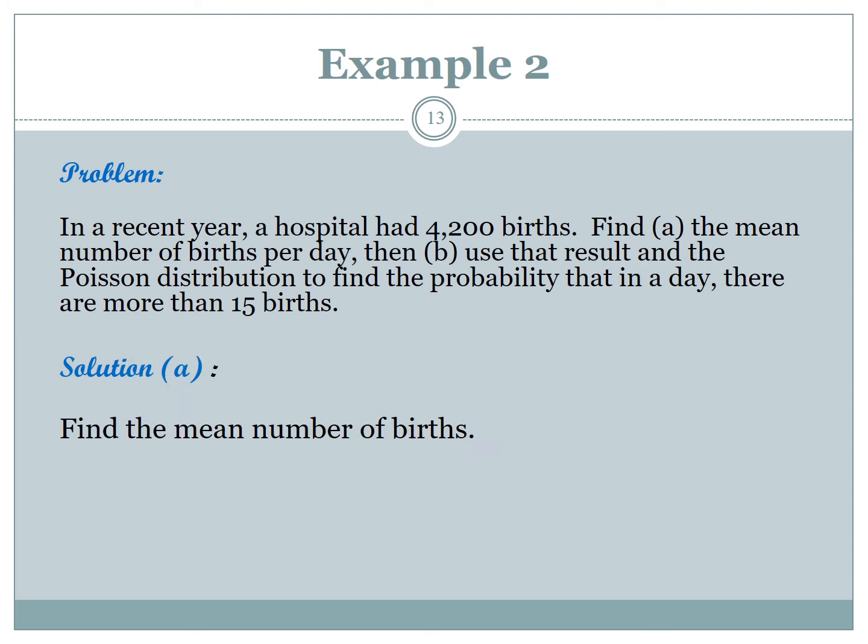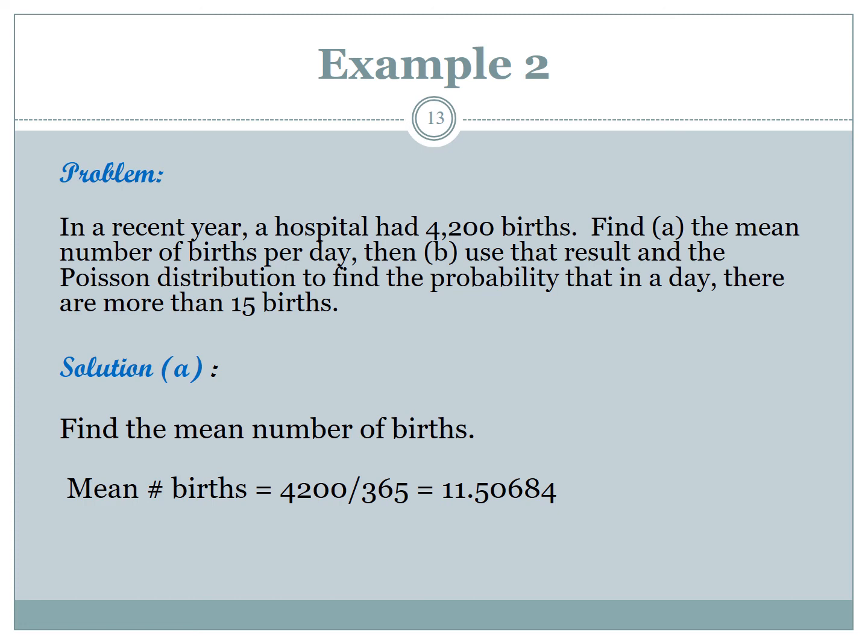Now, find the mean number of births. All that means is to take the total number, which is 4,200, and divide by the number of days in a year, which is 365. So that gives us 11.050685. Now I'm using 5 places here because for the second part of the problem, we're going to need to give the answer to 4 places. So we need to start off with using more places of decimal, typically 5.